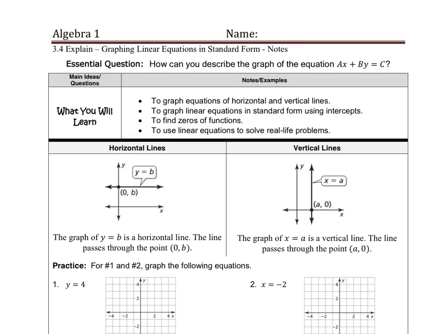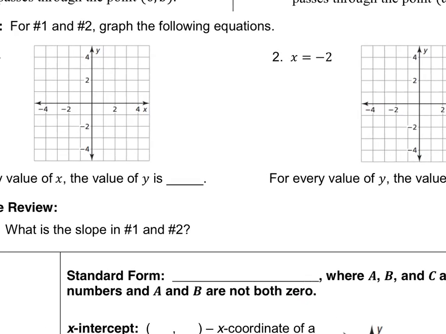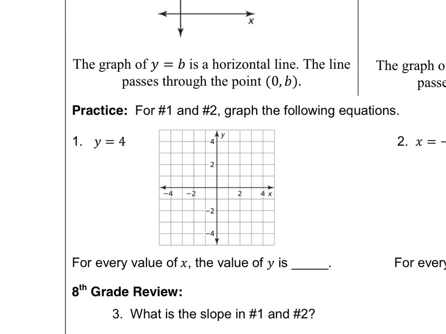Last year you learned how to graph a horizontal line. A horizontal line would be something like y equals either 4, as in our example, or another number. So let's look at that first. We have the equation y equals 4. So what we're going to do is graph the line y equals 4.